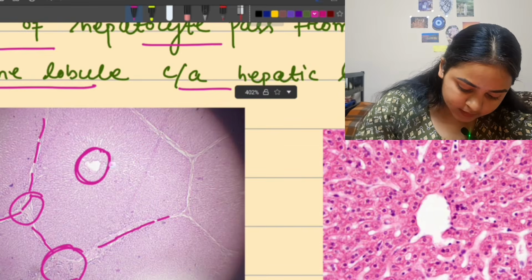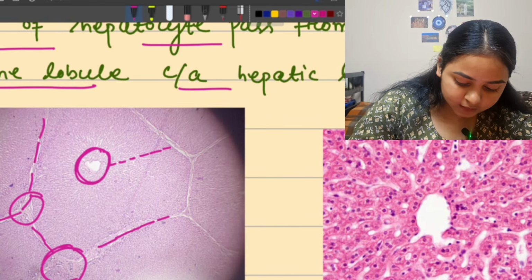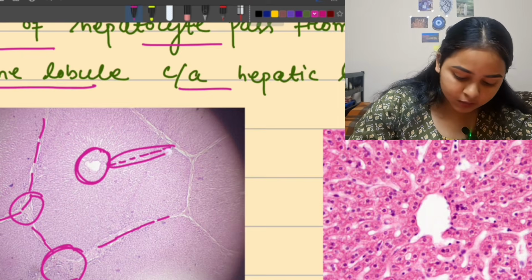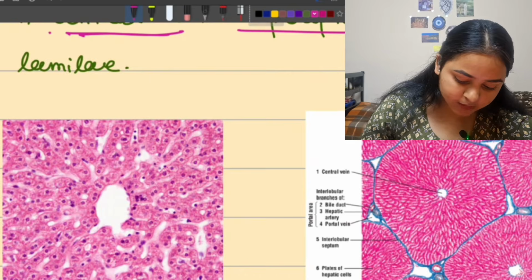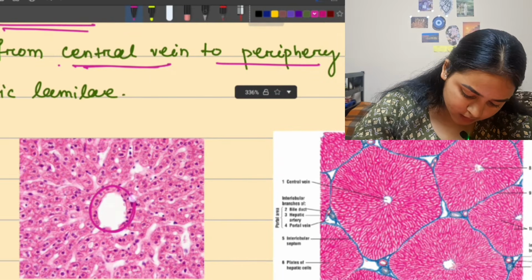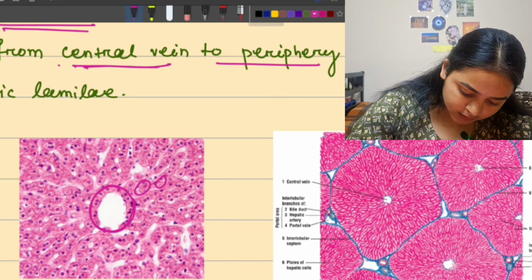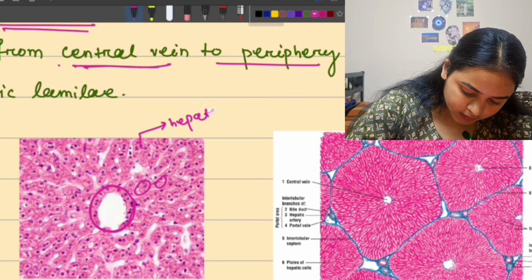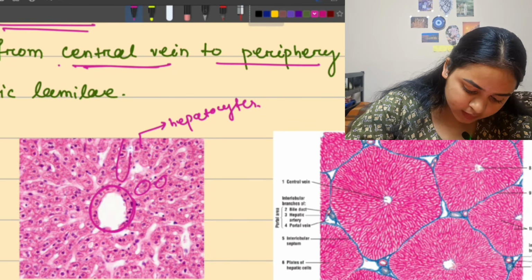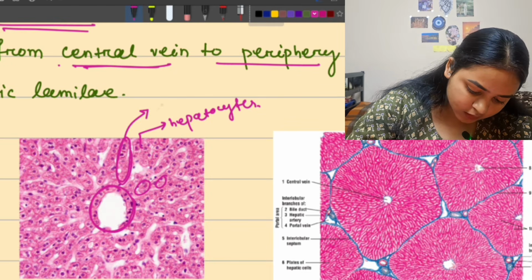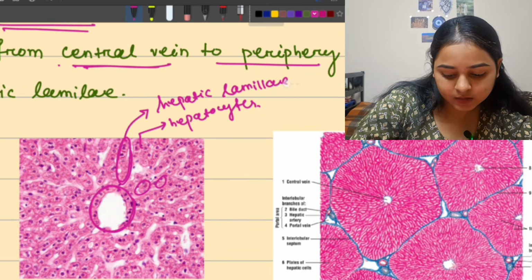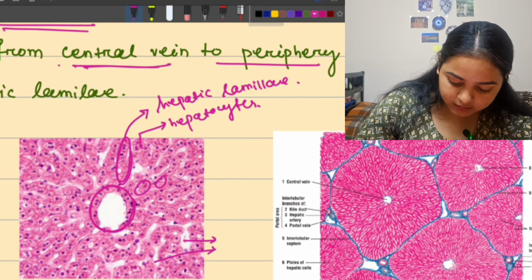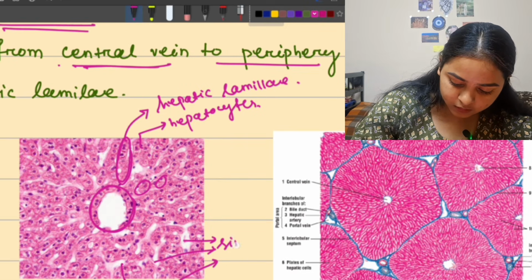And these are the hepatocytes that are radiating from the central vein towards the periphery. The whole thing is known as the hepatic lamellae. You can see here also, this is a more magnified image. This is the central vein and these are the hepatocytes. These are the cords of hepatocytes. The cords of hepatocytes are known as the hepatic lamellae. And the open spaces that you are seeing are known as sinusoids. These are the hepatic sinusoids.